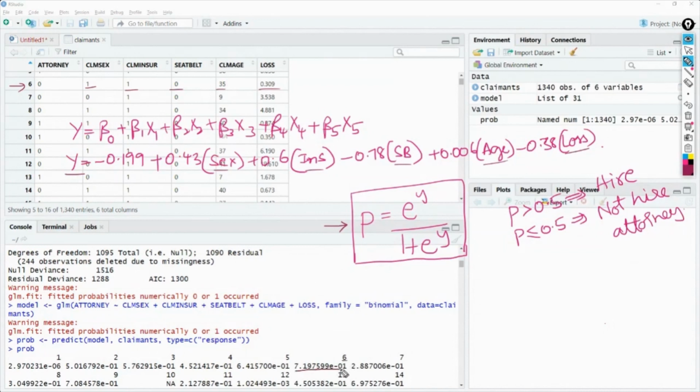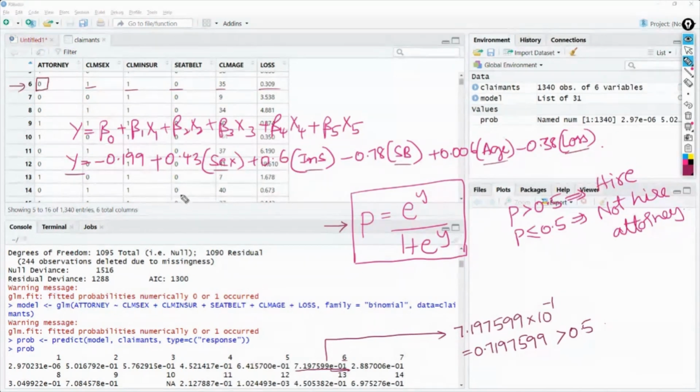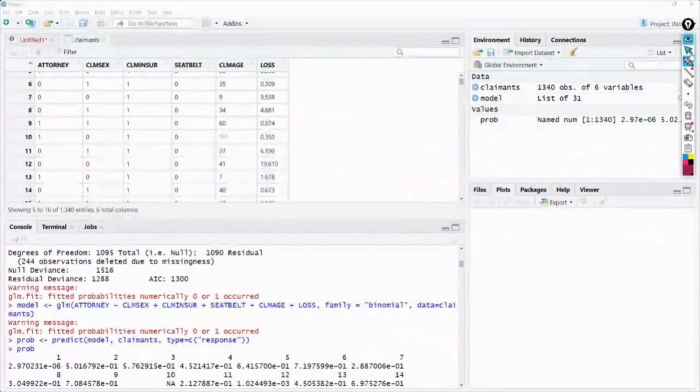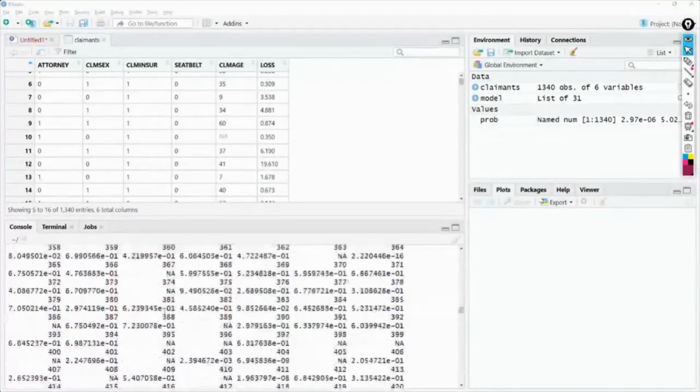What probability value do you get for the sixth one? It is so much. Okay, let me make a note here. It is 7.197599 E minus 1, which means multiplied by 10 raised to the power minus 1. So you get 0.7197599. Is this value greater than 0.5 or less than 0.5? Greater than. Greater than means person will hire attorney, but your actual value is saying that person did not hire attorney. There is a mismatch. Certain cases there will be match. In certain cases there will be mismatch.